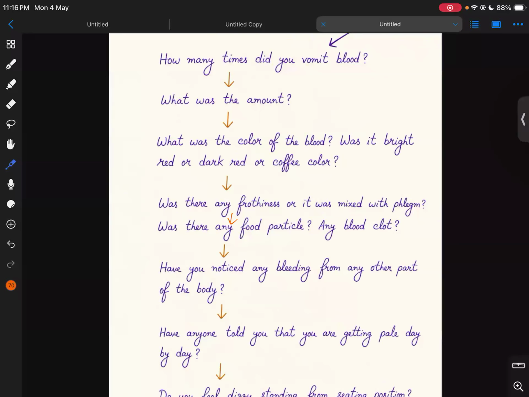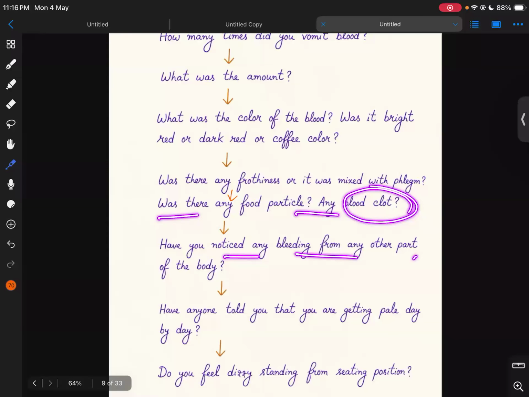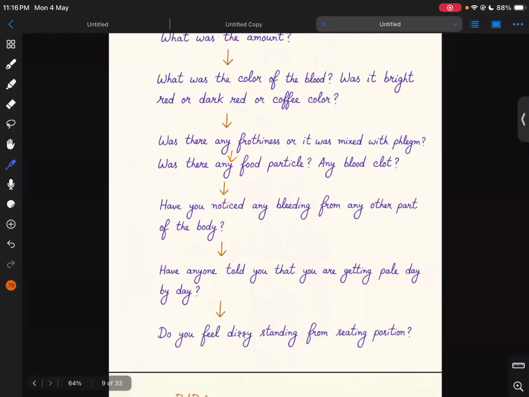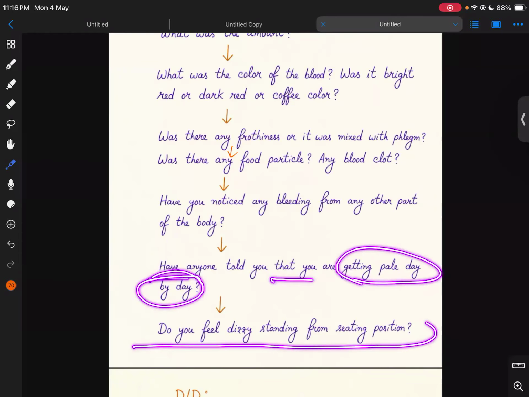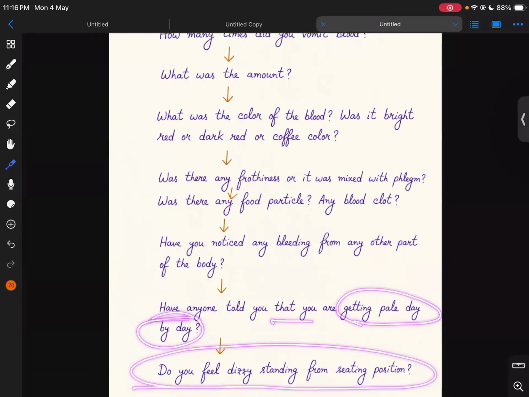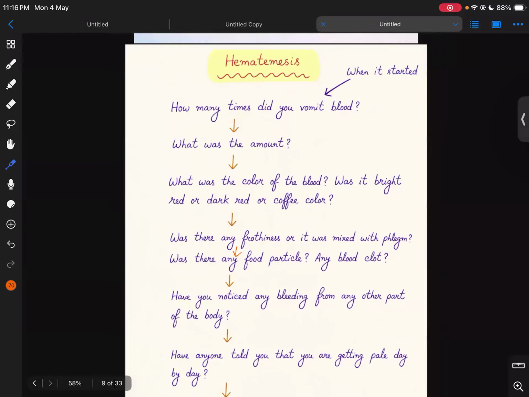So was there any food particle? Was there any blood clot? Have you noticed any bleeding from any other part of the body? Then has anyone told you that you are getting pale day by day? Then do you feel dizzy standing from the sitting position? So these are the initial questions.